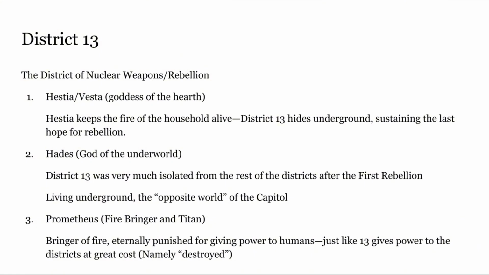And now we come to District 13. Now you might be wondering why I'm putting a whole slideshow for 13. The reason is I think this district has numerous gods that it can represent.